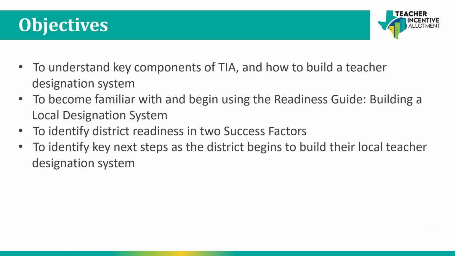Today our objectives will be to understand the key components of TIA and how to build a local teacher designation system in your district. Second, to become familiar with and begin using a document called the Readiness Guide. We'll be delving into that shortly. Third, to identify your district's readiness in two specific key success factors that are a part of that readiness guide. And finally, to identify key next steps for your district as you begin to build your local teacher designation system for purposes of the Teacher Incentive Allotment.